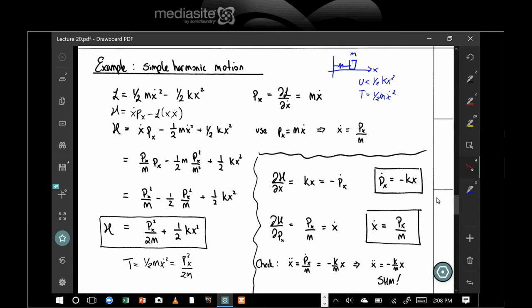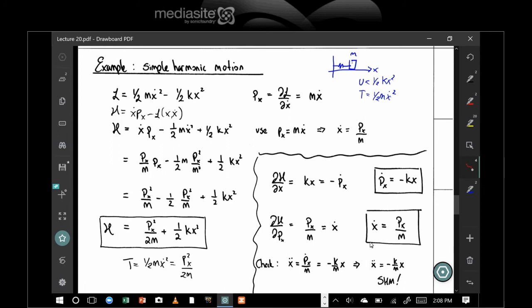And then the second Hamiltonian equation is partial H with respect to p. P is in the kinetic energy term here. The 2's cancel, I get p over m, so x dot is equal to p x over m. So those are my two equations of motion. Notice I have two coupled first-order differential equations.